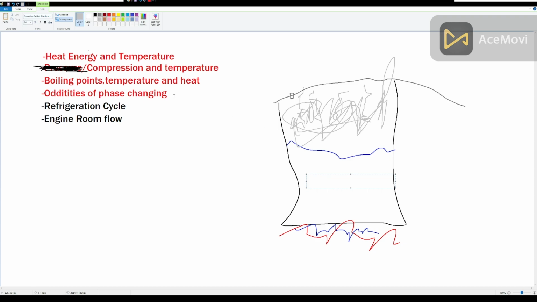Oddities of phase changing. I want to go over some things during the oddities of phase changing that's related to this, but I'm not going to cover it right now.